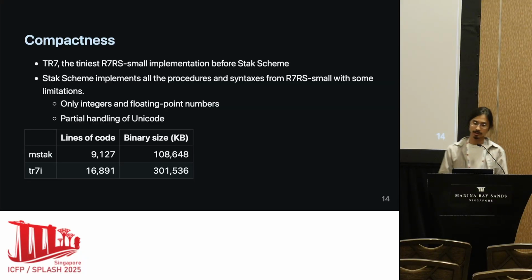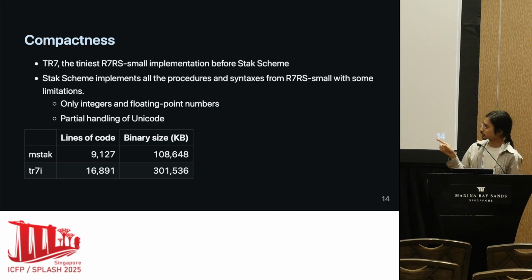So we evaluated Stak Scheme in two ways. One is compactness, and the other is computation time. In terms of compactness, we compare the lines of code and also the binary size of the interpreter. And for reference, we compare with TR7, which is the tiniest R7RS-small implementation before Stak Scheme.